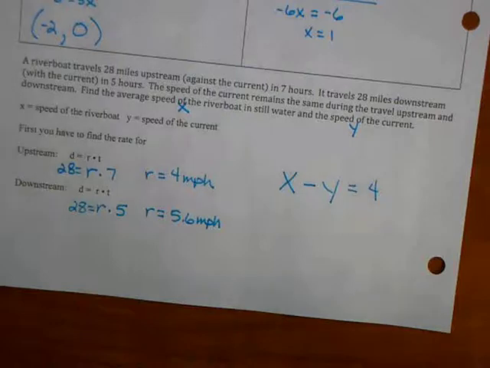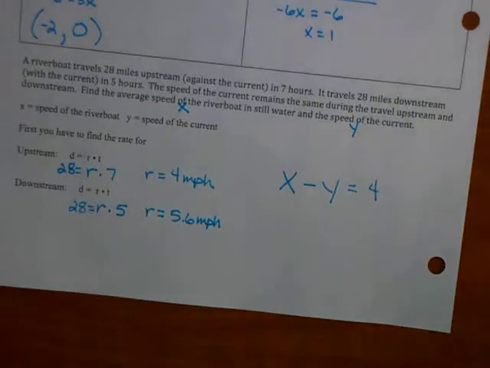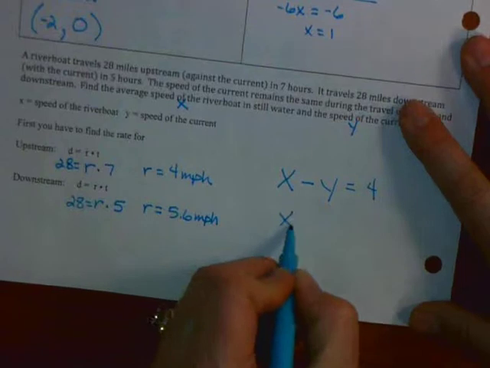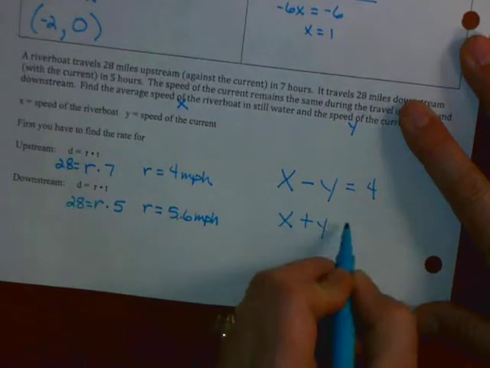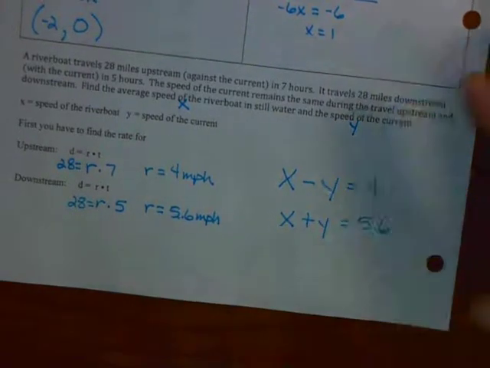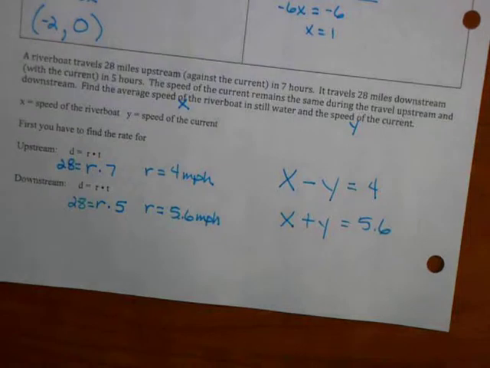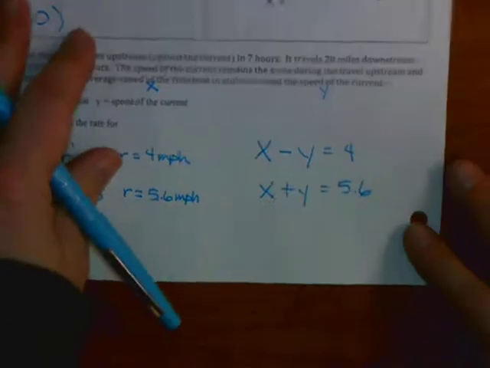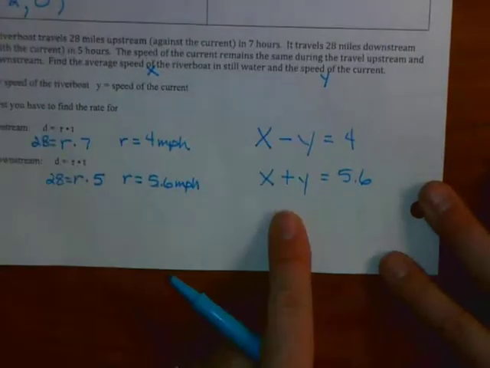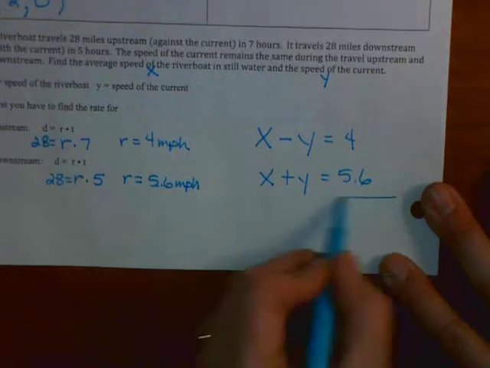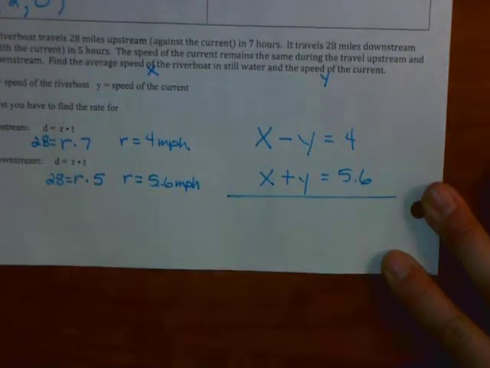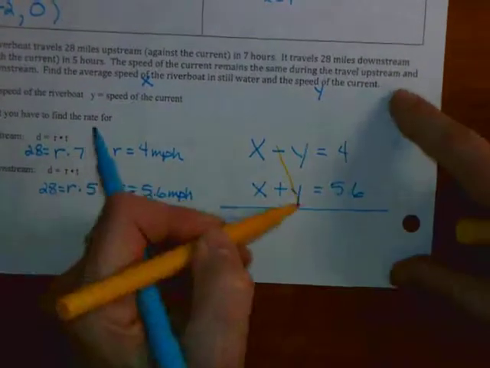So now I'm going downstream at my riverboat pace, and I have the current pushing me. So it's going to make me go that much faster. So it's going to be x plus y equals that speed. Oh, would you look at that? We can eliminate, can't we? We can eliminate y. Isn't that nifty? I'm going to eliminate y.